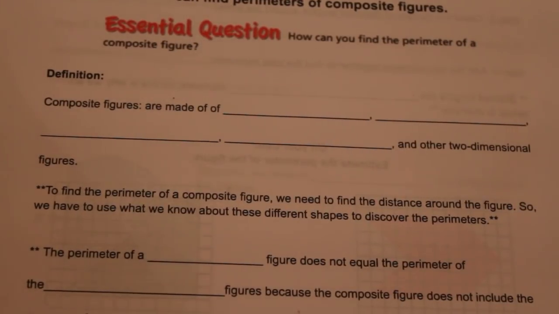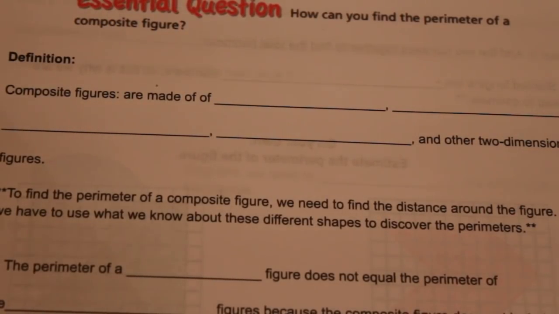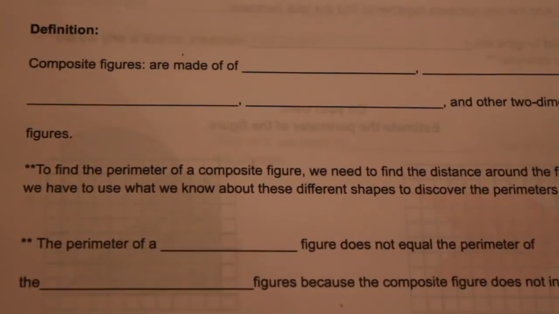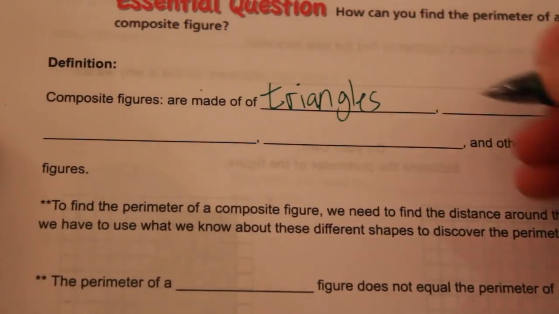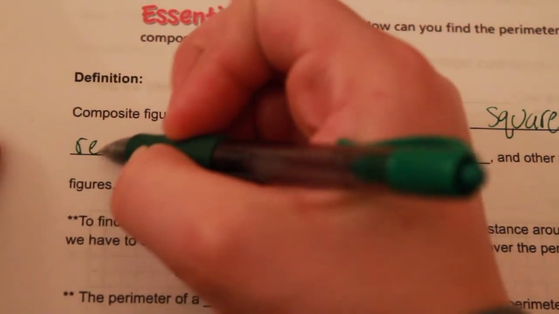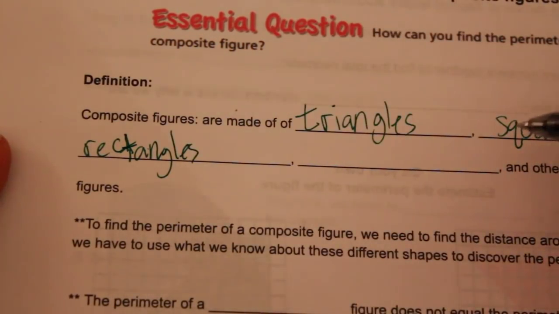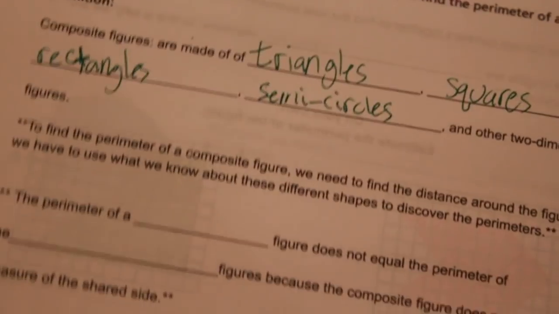So the official definition, what I want you to know about composite figures, is that composite figures are made of triangles, squares, rectangles, semicircles, and other two-dimensional figures.